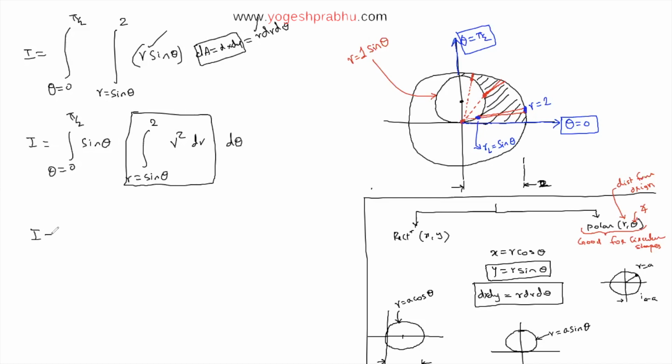Okay. I is equal to the integration, theta equal to 0 to pi over 2, sine theta times r square, r cube over 3, between 2 and sine theta, d theta. Yes. Can you solve this on your own now?